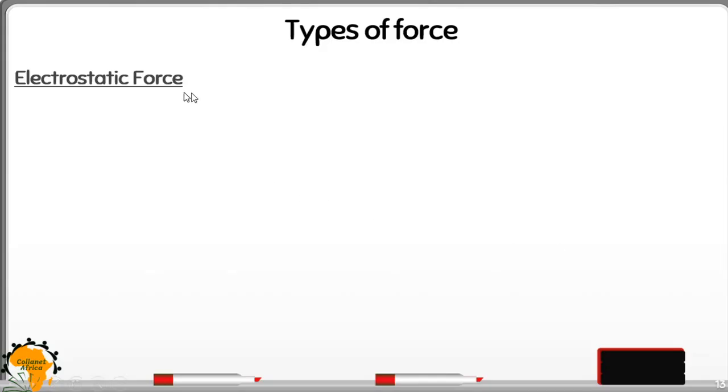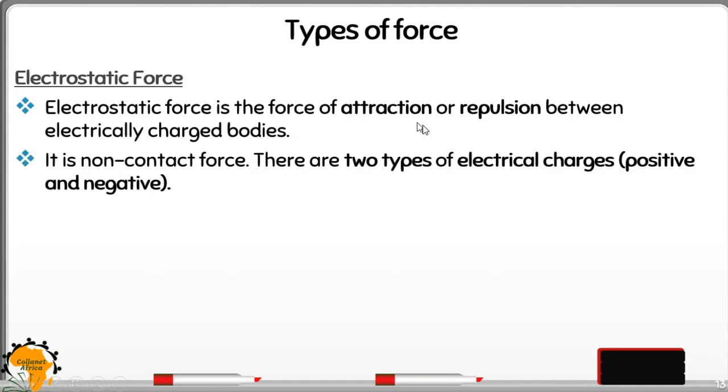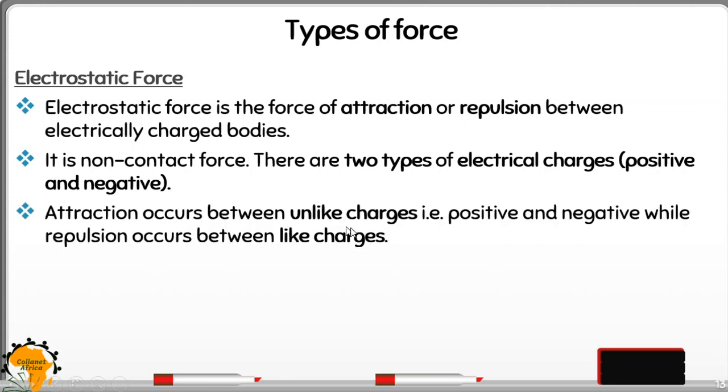So we move to another type. We have electrostatic force, and this is the force of attraction between any charged bodies. And when we have the charged bodies, we can have either positively charged or negatively charged. In other words, we are saying we have two types of electrical charges, positive or negative. And this force is a non-contact force. The two charges are not in contact.